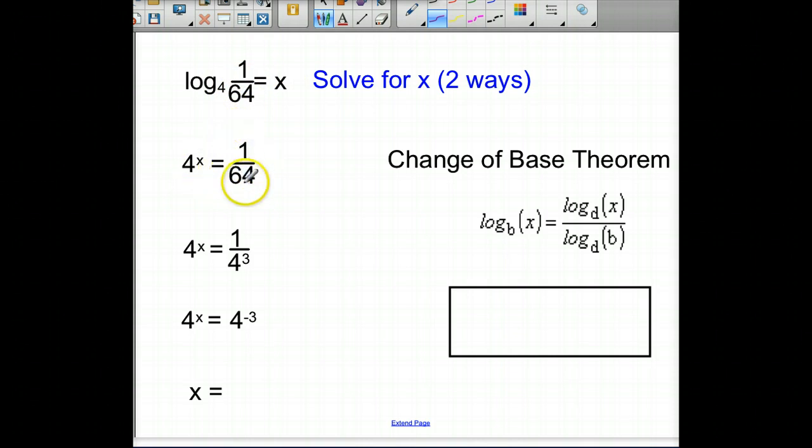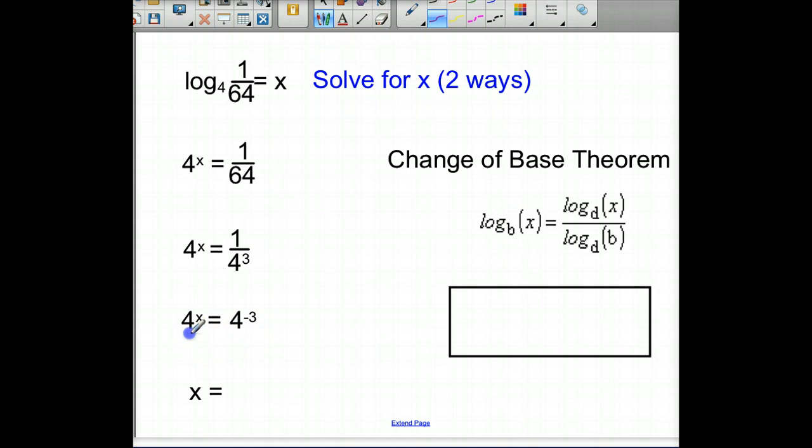And let's try to write 64 using the same base as 4. 64 can be written as 4 to what power? It's 4 to the third. So we're just rewriting 64 as something that has a base that matches this 4. And again, rewriting some more, 1 over 4 to the third can be written as 4 to the negative third. Because negative exponents mean you should have done the reciprocal, so we're using that property backwards, going from the reciprocal to 4 to the negative third.